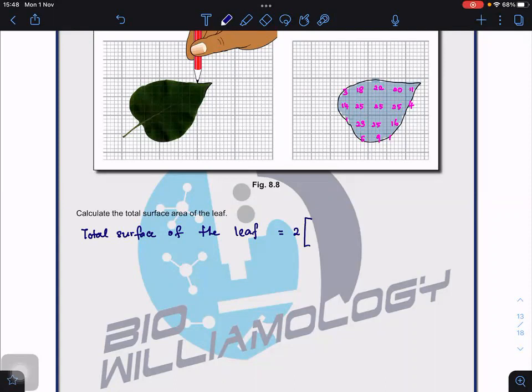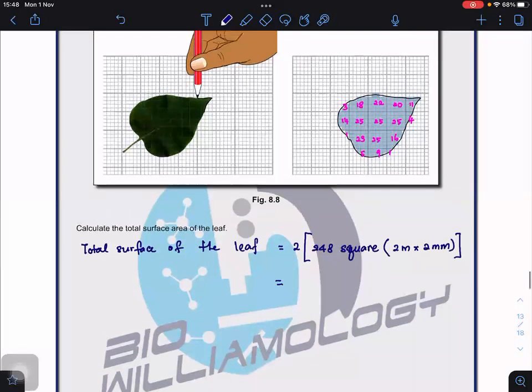So how many squares? 248 squares. And the area of each square is 2 mm by 2 mm. So can you get the area now correctly? Can you see that? 248 squares, and each square is 2 mm by 2 mm. So that's why we multiply by 2 mm by 2 mm.